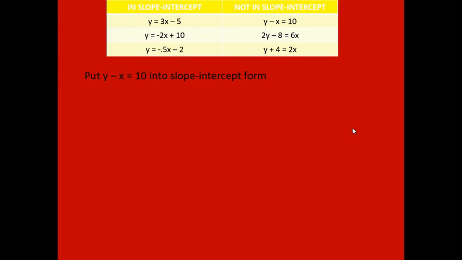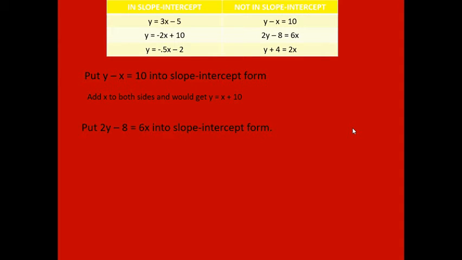Okay, so for this first one, y minus x equals 10, to put it into the slope-intercept form, we're going to add x to both sides. So we get y equals x plus 10.